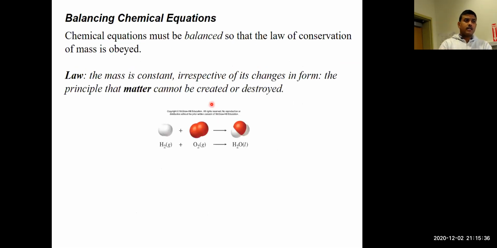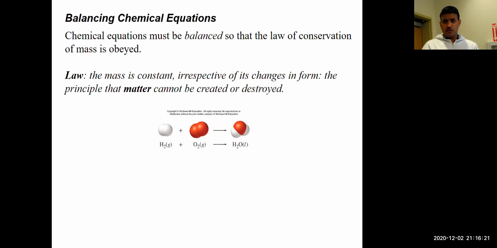So let me go to the next topic that we are going to spend quite a bit of time on. This topic is called balancing chemical equations. Whenever you have a chemical reaction, the chemical reaction must be balanced. What it means to be balanced is that you need to have the same number of atoms on the reactant side and on the product side. Let me say that again. You need to have the same number of atoms on the reactant side as on the product side. Why is that? Because that's what the law of conservation of mass says.